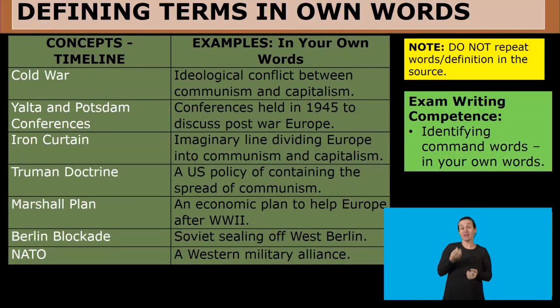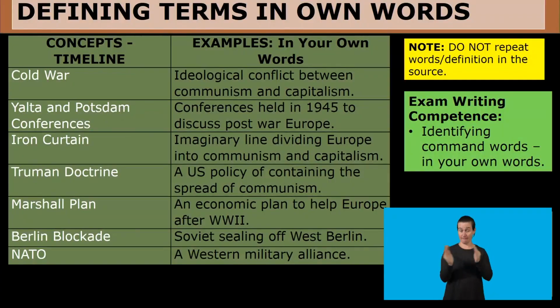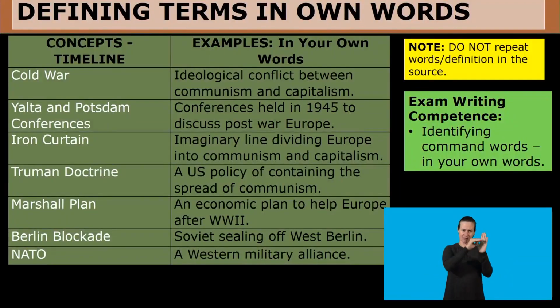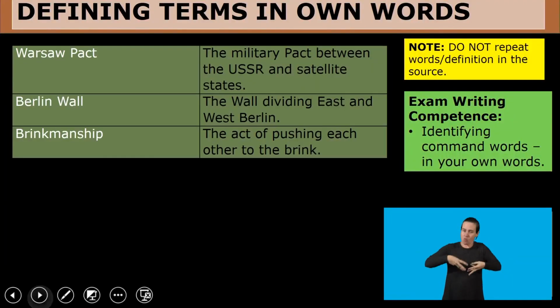So I've given you examples here, like an understanding of what the Cold War is. The textbook will give you a definition of the Cold War, but then how can you define it in your own words? You can say it was an ideological conflict between communism and capitalism, or there are different ways of saying this. You don't have to say it the same way all the time. You could even say it was conflict between the USA and the USSR based on differences in ideologies. So you will see all of them here are in your own words.